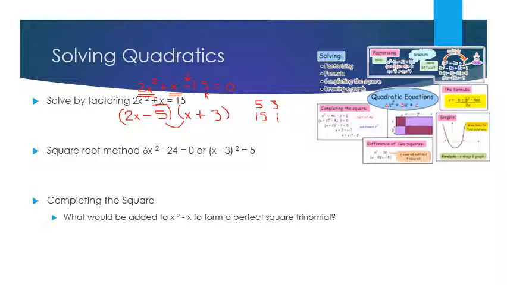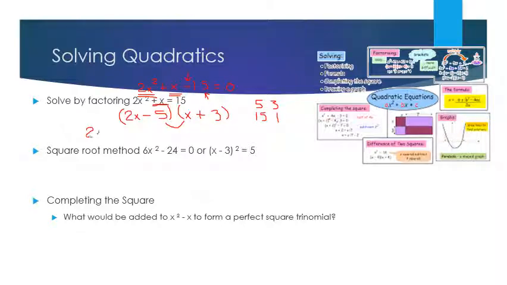So what can we do with this and how do we find the solutions? Well, if this whole equation equals 0, the only way to get 0 is to multiply something by 0 or divide something by 0. Well, you can't divide by 0. So either 2x minus 5 equals 0 or x plus 3 equals 0.